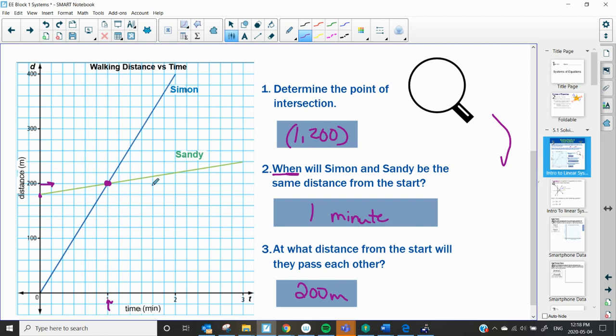So these 2 points intersect at 1, 200. And while that's just a coordinate, those coordinates have value based on the context of the question. So the 1 is the independent variable, and that represents time. So 1 minute after they leave and 200 meters past the starting point, they're going to intersect.